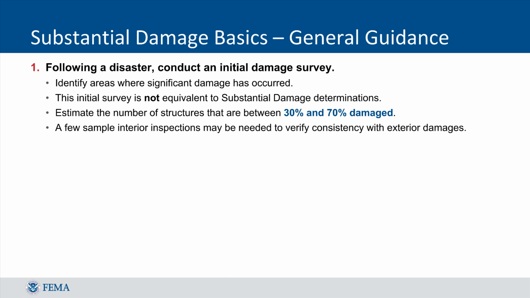substantially damaged, over 70%. The initial survey may be completed as a windshield survey without interior inspections, as long as the inspectors have a good feel for the extent of damage in the survey area. A few initial interior inspections may be performed to verify that the interior damage is consistent with exterior damages. The focus of the survey should be on rapid but accurate data collection to obtain the necessary information to make a substantial damage determination.